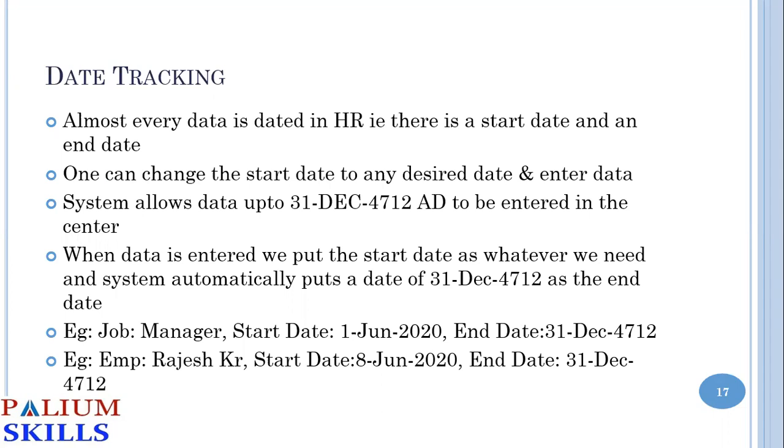For example, when we create a job, if you put a start date of 1st June 2020, the start date would be 1st June 2020. End date would be 31st December 4712. Now, this may not be displayed in the application, but in the table behind the scenes, the data would be updated in the corresponding column. And an employee, let's say, starts on 8th of June 2020, and since he is an active employee, the default end date would be 31st December 4712.